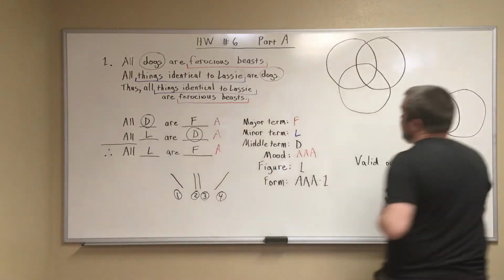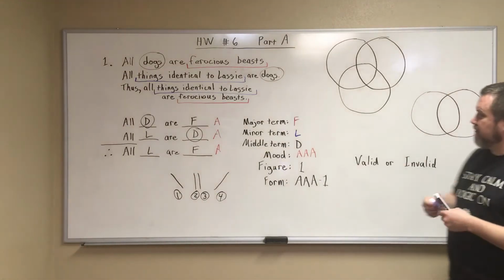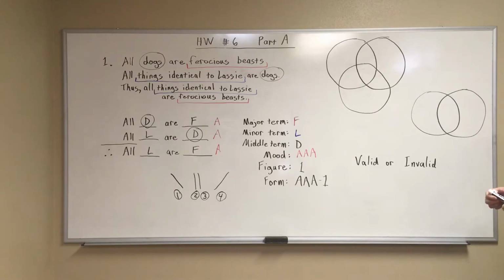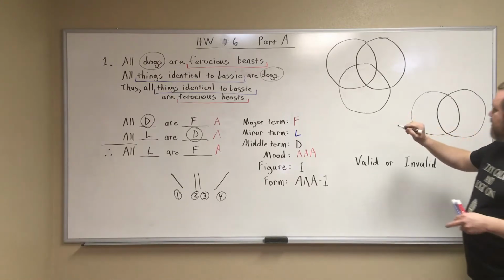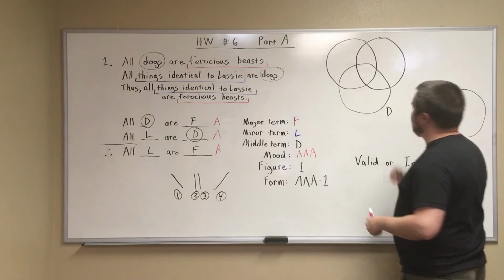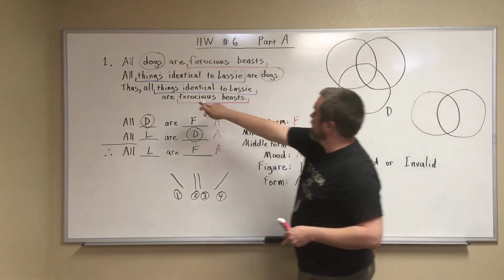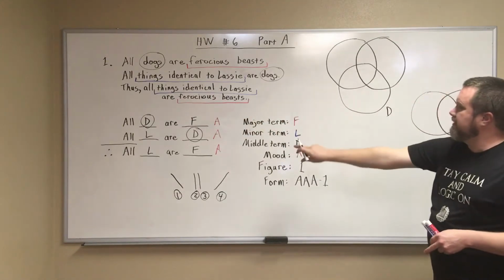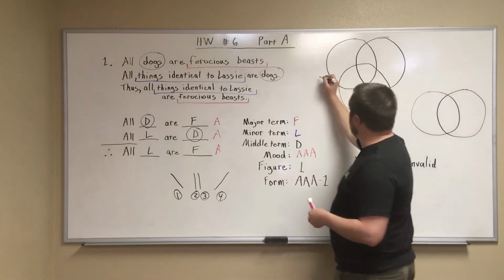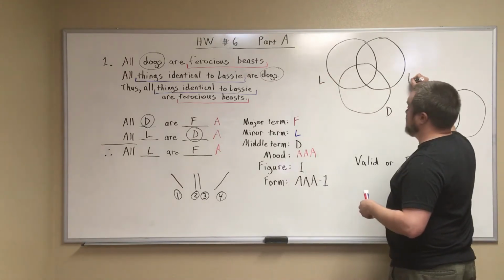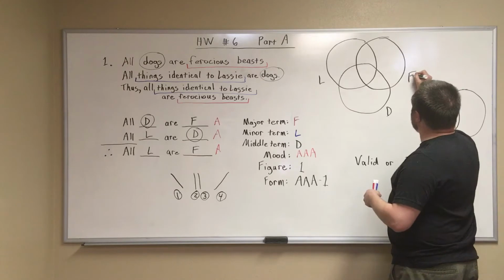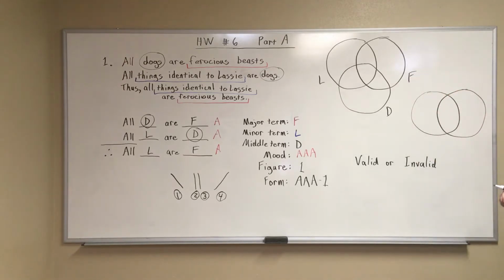So let's go ahead. So first statement. Actually, let's look at the conclusion first so that we can identify all the circles. So the middle term is always going to be the bottom circle of the 3-circle Venn diagram. L is the subject of the conclusion, so that's going to go on the left. F is the predicate of the conclusion. That's the major term, so that's going to go on the right.